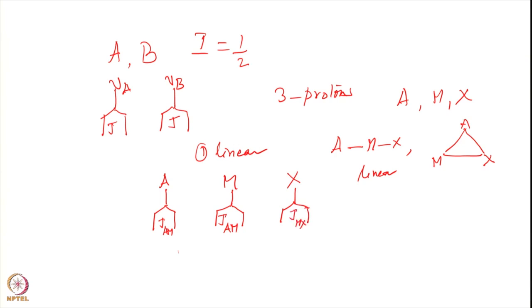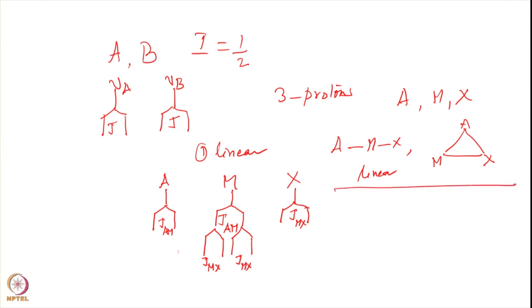This is the coupling. But now M is coupled to X as well. So we extend this argument in the same manner, and we'll say each of these lines will then get split further into two, and this is because of the JMX coupling. So what will happen? I'll get a doublet of a doublet here, and I will get a doublet here again. So this is for the linear system.